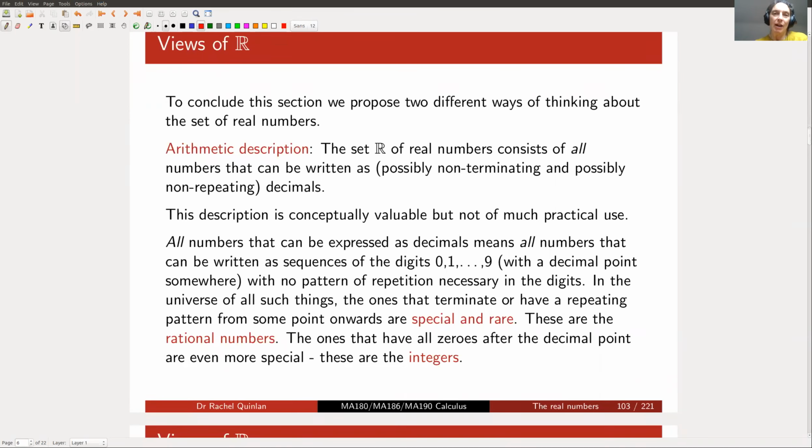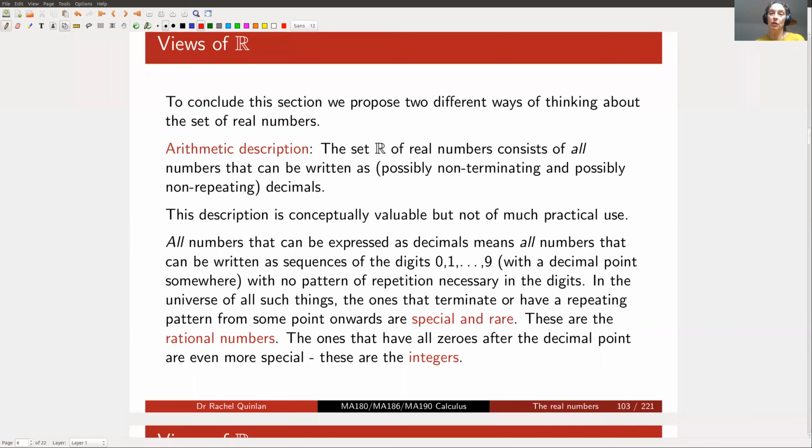The reason being that if you have something like the square root of 2 and you want to represent it as a decimal, you can't actually write down the decimal expansion because it's endless and it's not repeating. So you can't do anything in practical terms with a decimal representation of the square root of 2, but you can think about it. You can think about the fact that a decimal representation has a non-repeating, non-terminating form. So it's a way of thinking conceptually about real numbers.